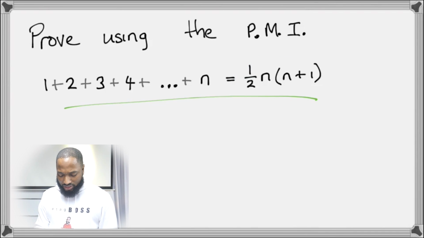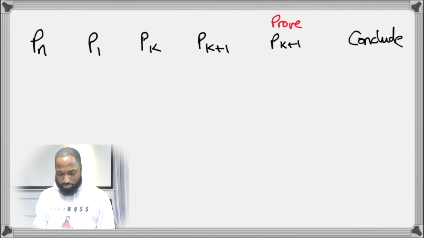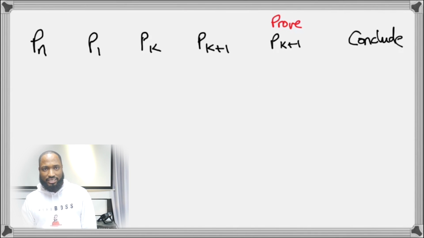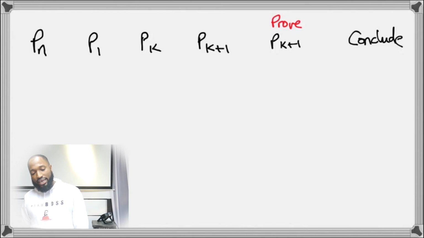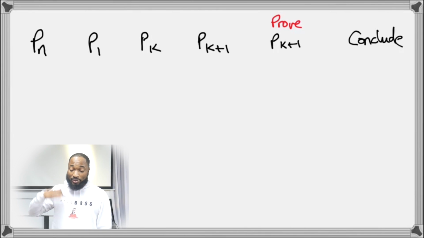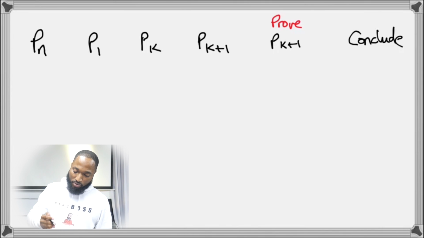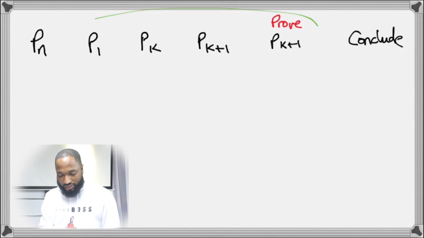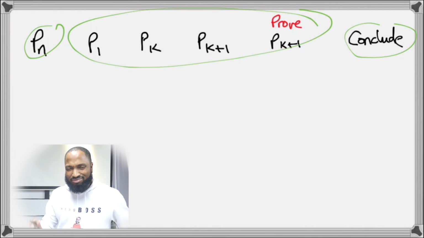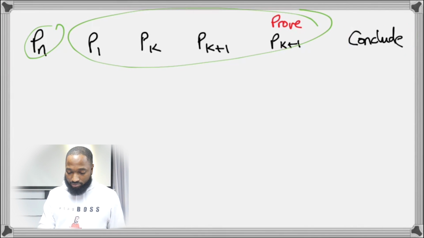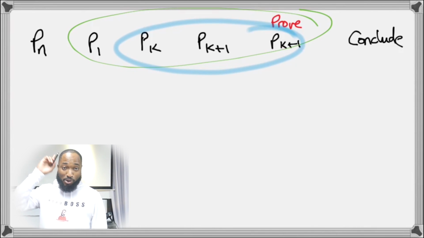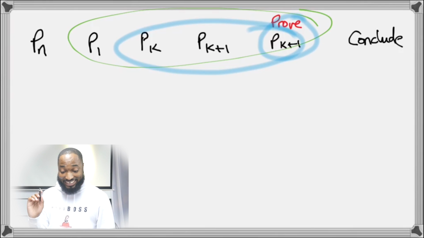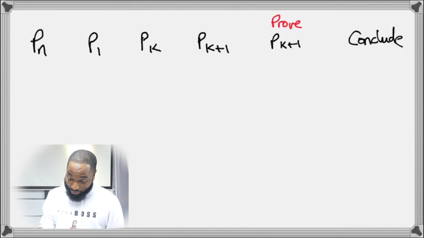All right, so how we're going to prove this is some steps that I want you to familiarize yourself with. Pn, P1, Pk, Pk plus 1, prove Pk plus 1, conclude. 6 steps. The very important steps are the four in the middle. This and this is basically statement. And the really important steps are these 3. And the most important step is this one. All right, I didn't really teach anything yet, so let me go in.